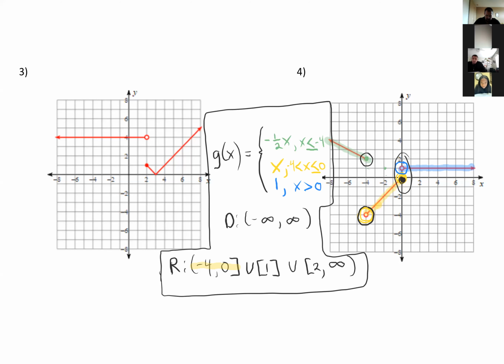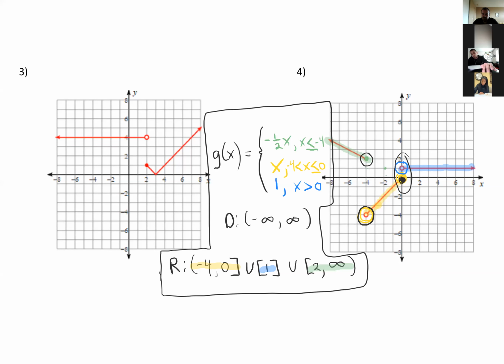And then for the second piece, it's just 1. Every point on the second piece, the blue piece, is just 1. And then on the green piece, all the values are between 2 and infinity. But this one has jumps. So that's why we have to split it up into different parts for the range.